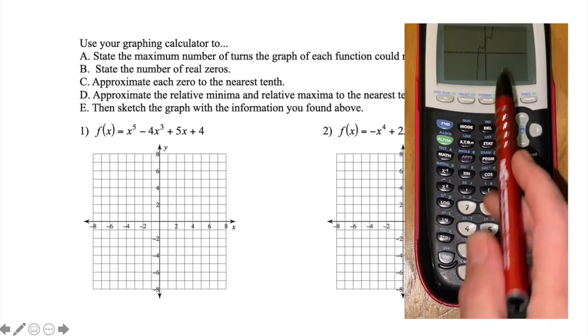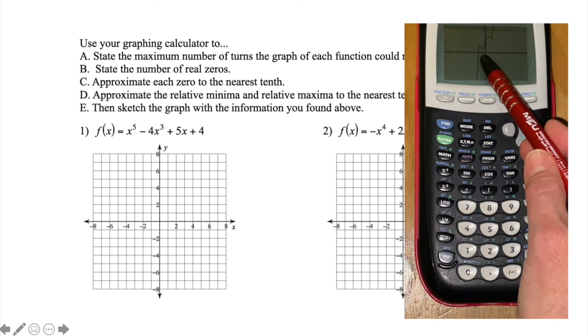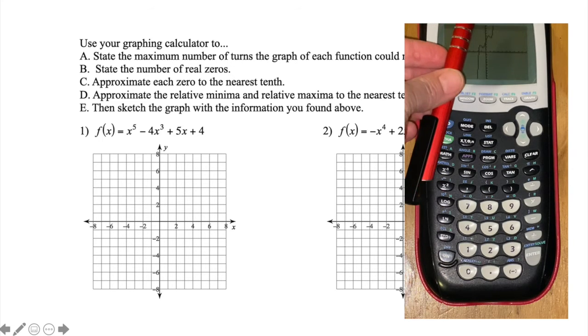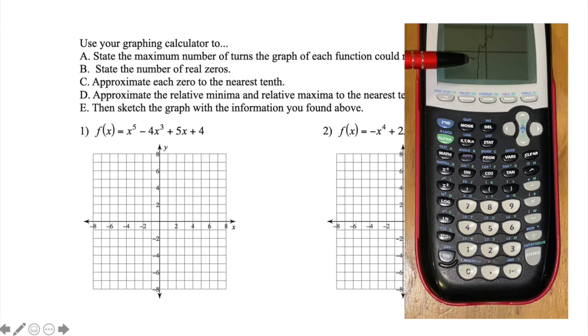We have a 0 right here. There's our 1, 0. It crosses the x-axis at one point. So our real zero is 1. Let's approximate that 0 to the nearest tenth. This graph, even though it looks straight up and down, is slightly slanted. So I want you to realize that the left side of that 0 is going to be down here, and the right side is going to be up there. So left will be down and right will be up.